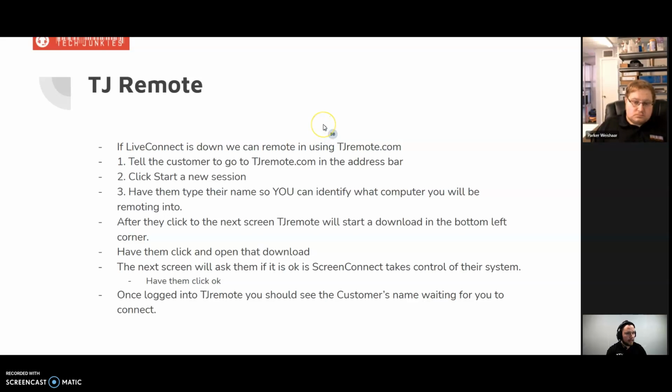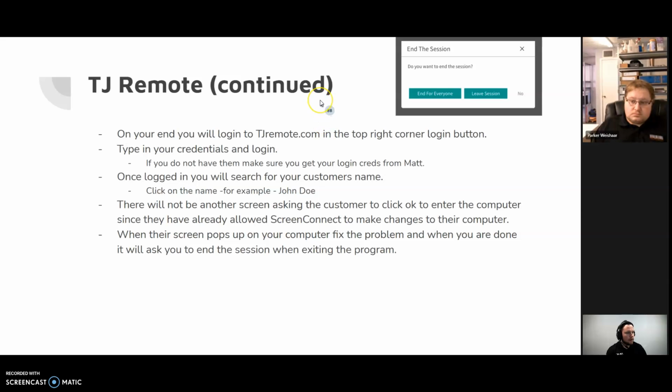We'll go to the very last slide. Okay, once you're logged in to the teacher mode at the top corner, you'll type in your credentials to log in. So this is just logging in to TG Remote. You'll see the start new session. That's for the consumers. For us, there's a login up here that'll say login. You're going to type in your credentials. If you don't have them, make sure you get them from Matt. And do you have them from Matt, correct?